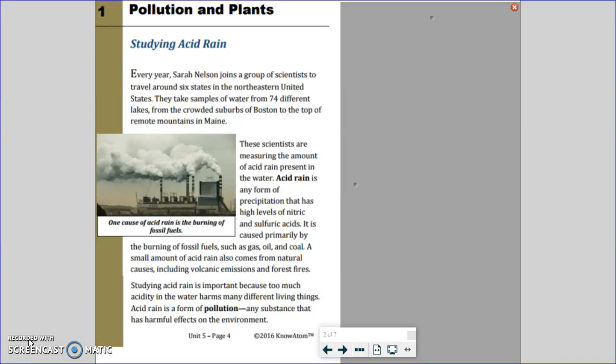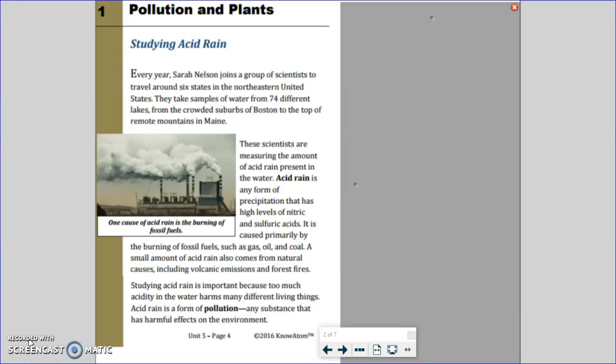1. Pollution in plants. Studying acid rain. Every year, Sarah Nelson joins a group of scientists to travel around 6 states in the northeastern United States. They take samples of water from 74 different lakes, from the crowded suburbs of Boston to the top of the remote mountains in Maine. These scientists are measuring the amount of acid rain present in the water.